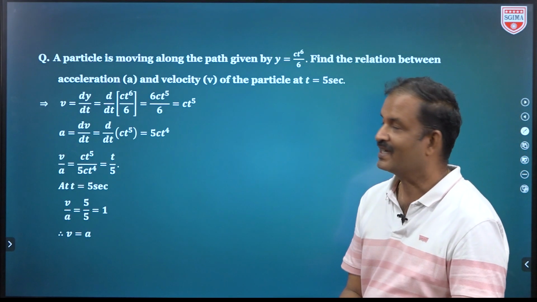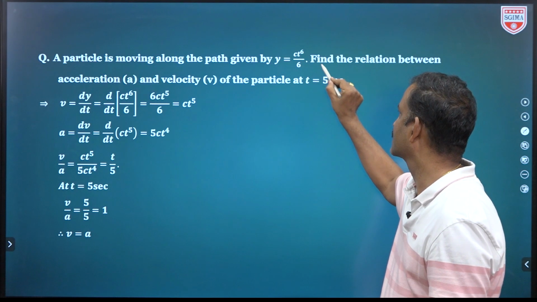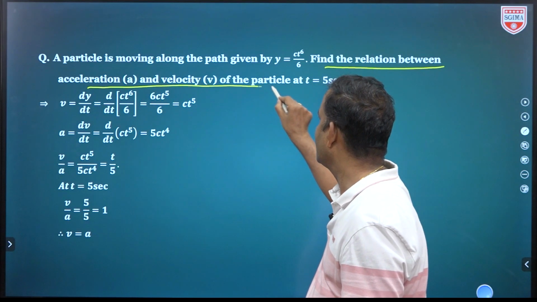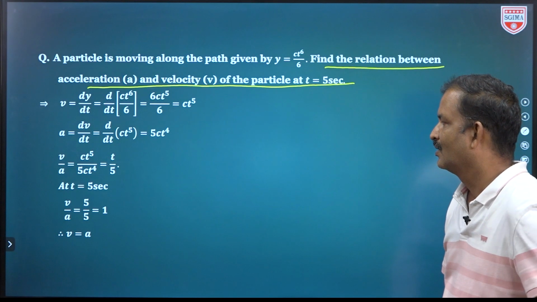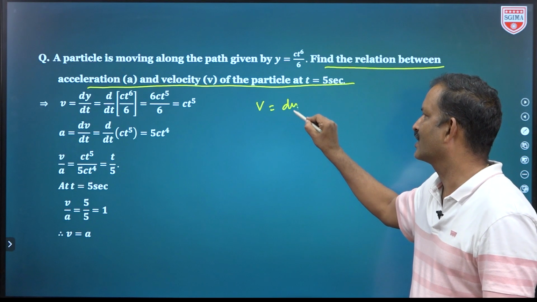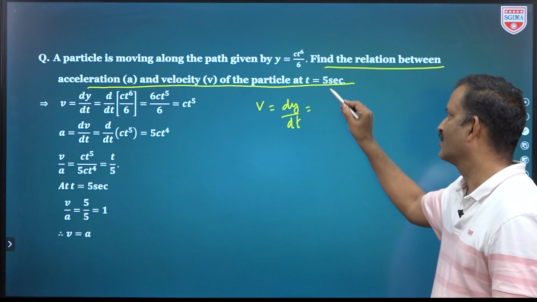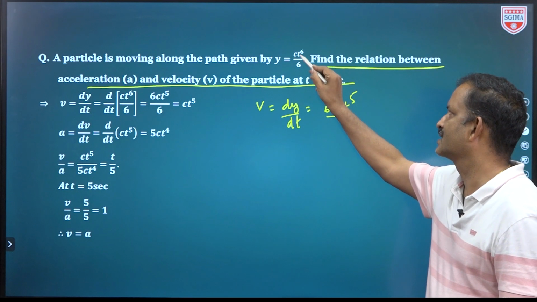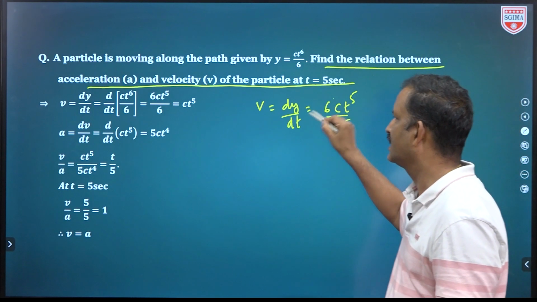Suppose a particle is moving along the path given by y is equal to c t power 6 by 6. Find the relation between acceleration a and velocity v of the particle at t equal to 5 seconds. Velocity, how can you find it? You have to do the differentiation. That is 6c t power 5 by 6. You are getting c t power 5.